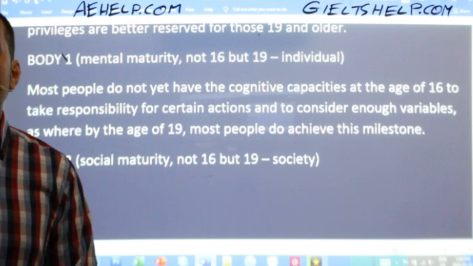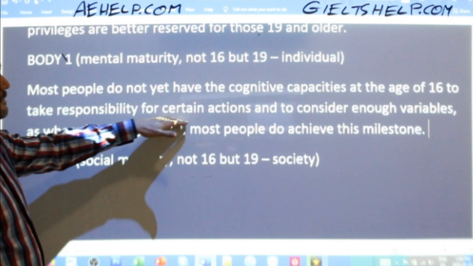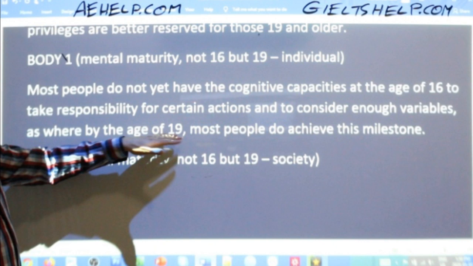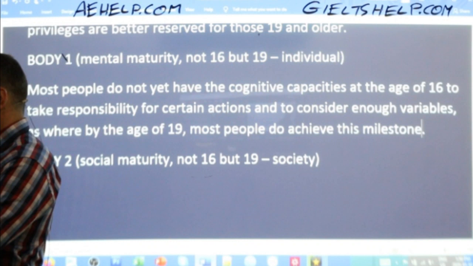It's somewhat similar to many of yours, okay? So most people do not yet have the cognitive capacities at the age of 16 to take responsibility for certain actions and to consider enough variables, whereas by the age of 19, most people do achieve this milestone. Let's keep it that way. Okay, and then comes the explanation.